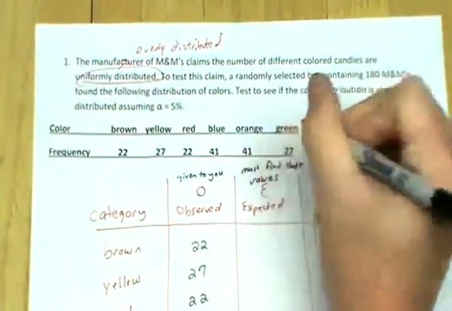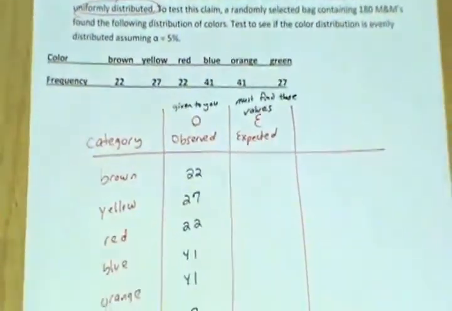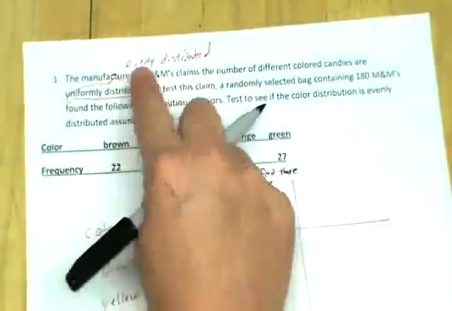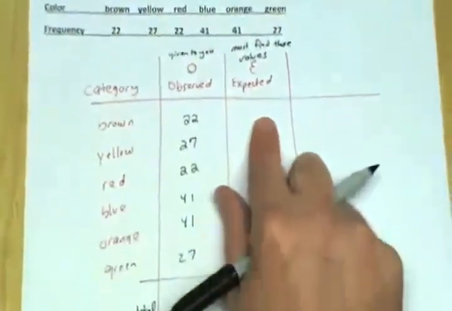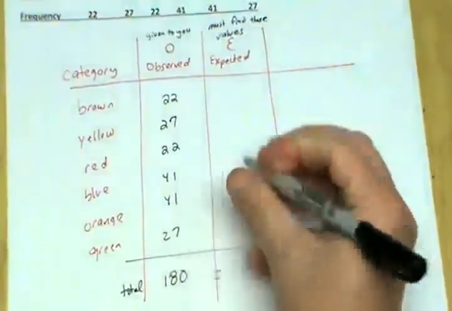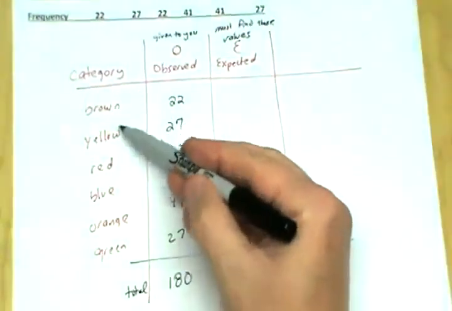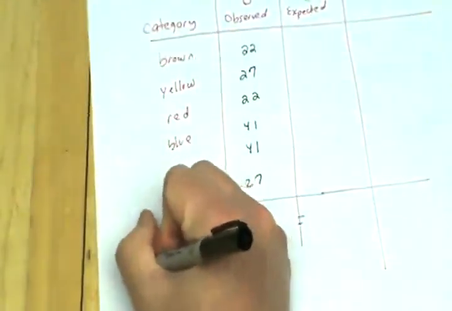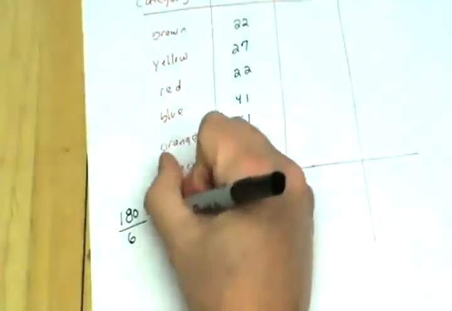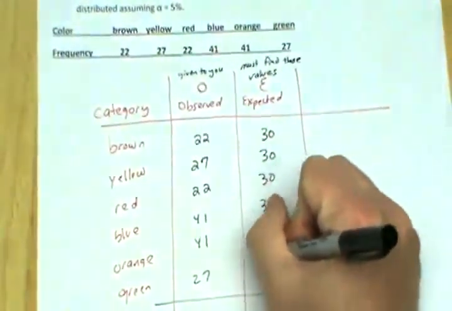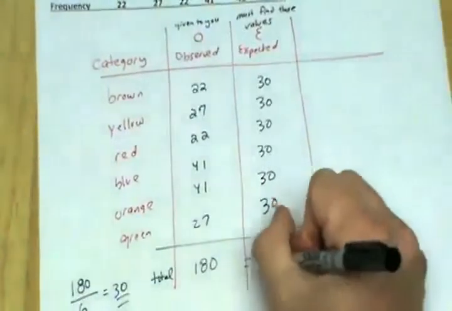Okay. This particular question kind of gives you a hint. It says uniformly distributed, or evenly distributed. So what we should have expected of the 180 M&Ms is an equal distribution of them. If you notice, there are 1, 2, 3, 4, 5, 6 columns, or 6 categories. So if we divide 180 evenly into 6, we get 30 in each category. So we should have expected 30 for each one of these, and that's going to total 180.